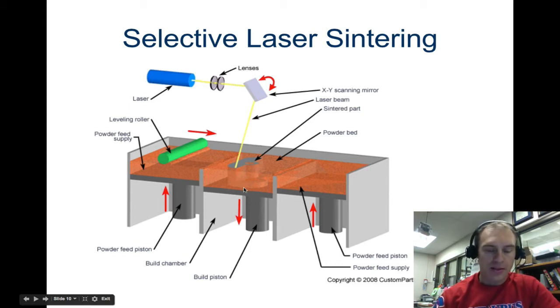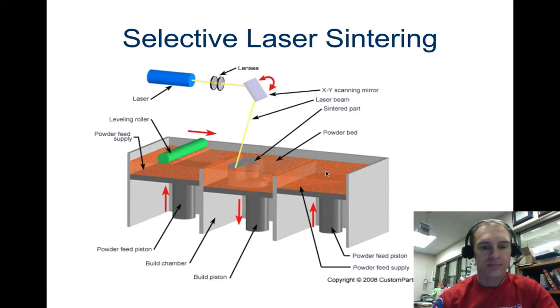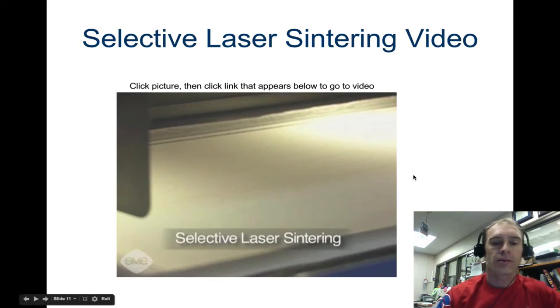And again, this just continues to lower down, and more powder is added, and then you have a leveling roller that kind of comes over and makes sure that it's all uniform thickness. So here's an example video of how that works.